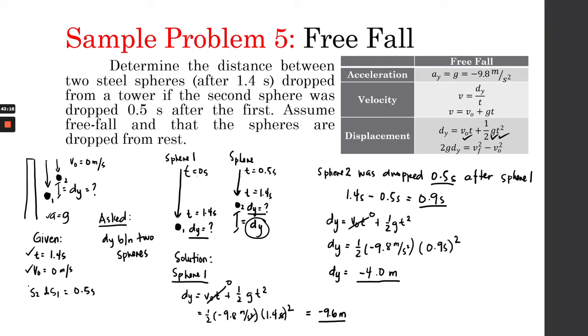So what is the distance between the two? Well, you basically have to subtract the distance traveled by sphere number 2 from the distance traveled by sphere number 1. So 9.6 meters minus 4 meters is equal to 5.6 meters. So sphere number 1 and sphere number 2, the distance between them is 5.6 meters. So that is for sample problem number 5.